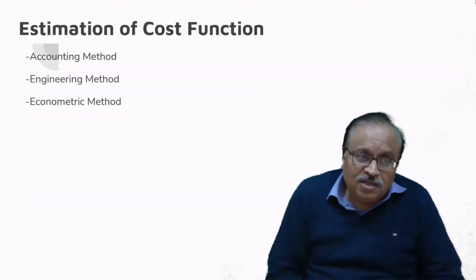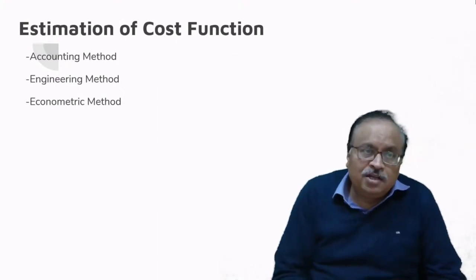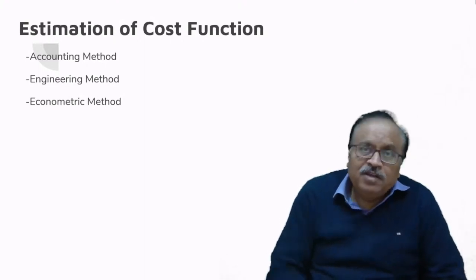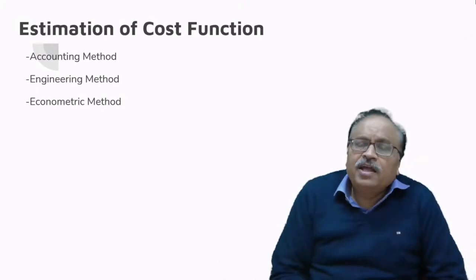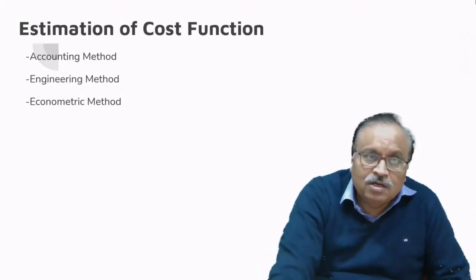And how do we estimate the cost function? The accounting method: you just take into account what are the factors, add them and get the total. That is what accountancy does. Then the engineering method, where we calculate as per the technological processes, and the econometric method, that is a statistical approach to calculate the cost function.